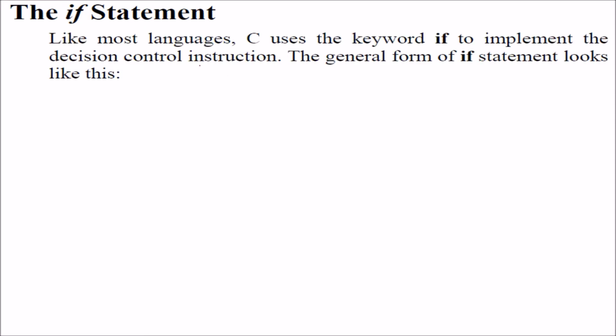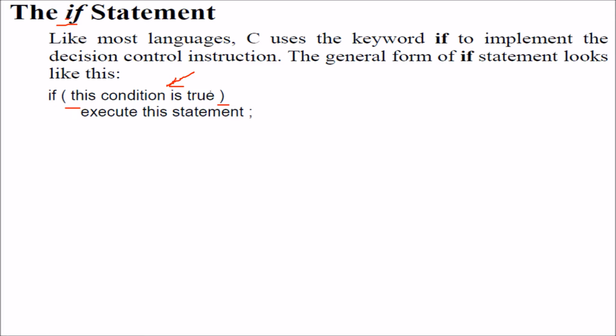The if statement. Most high level and middle level languages provide if, that is, if something happens, a decision control, and the general form is like this. Inside this if, you have a round bracket, and inside this round bracket you have a condition. Now this condition needs to be either true or false.